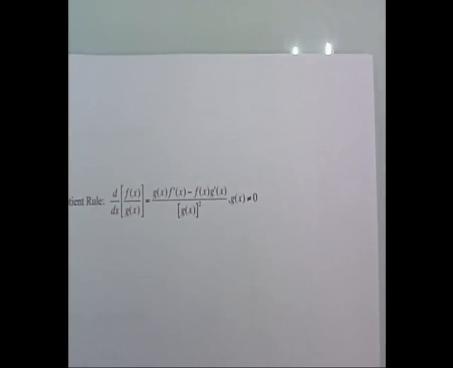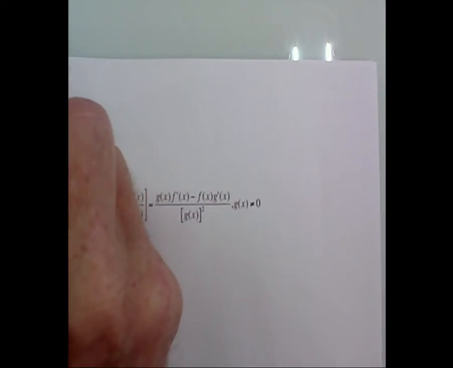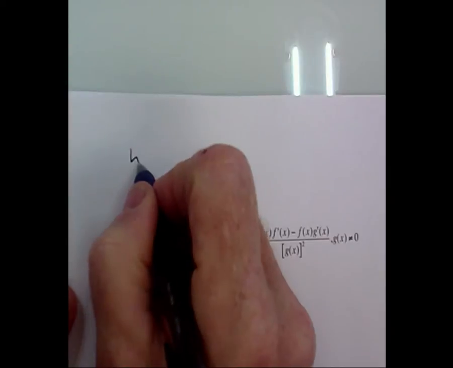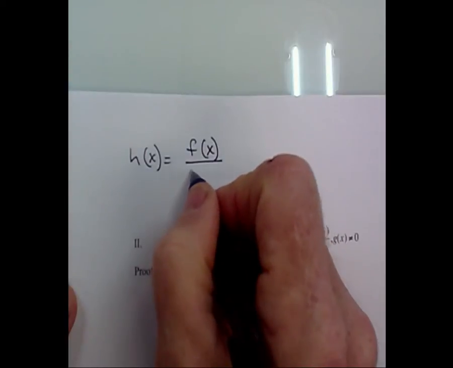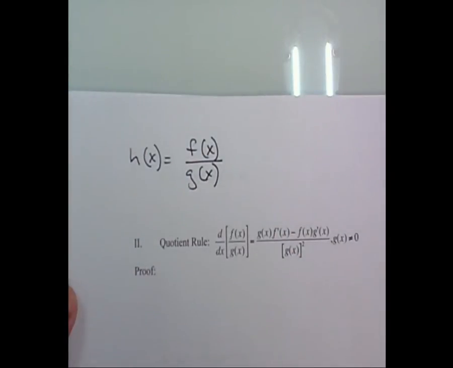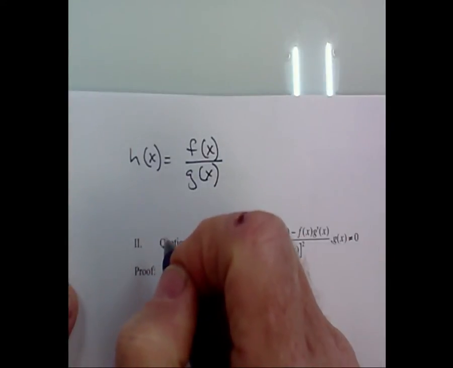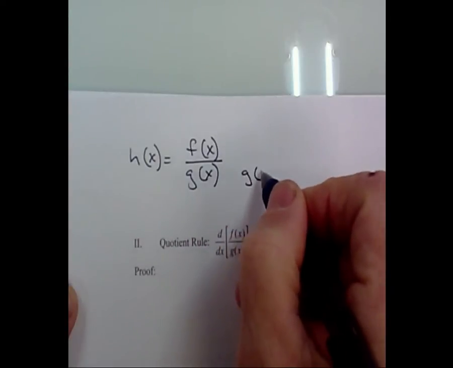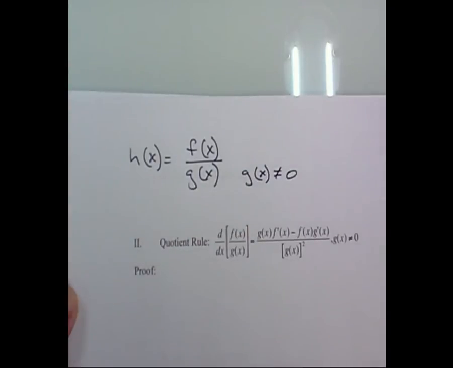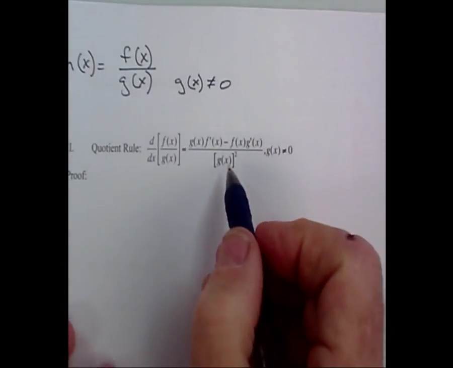So what we're looking at is a function, and I'm going to write it up here, in which we have what we call a rational function. Rational means it looks like a fraction. And we always have to put this in here, g of x cannot equal 0. And the rule is going to be this.